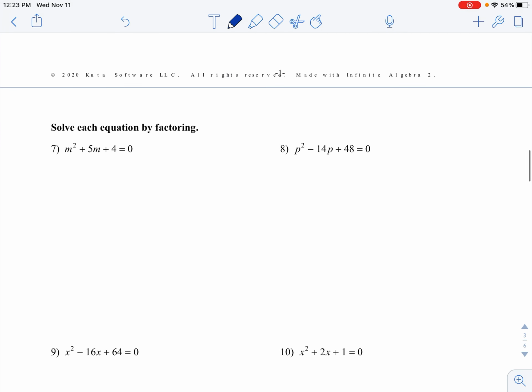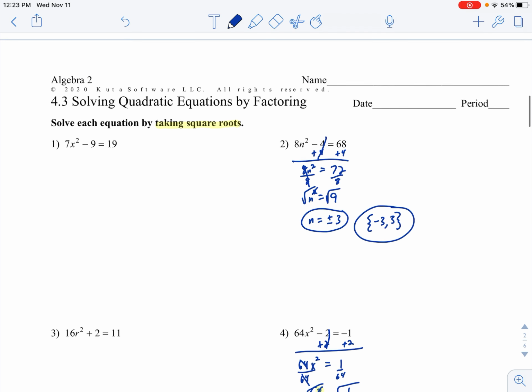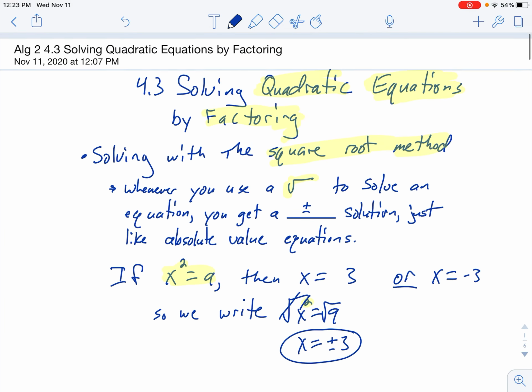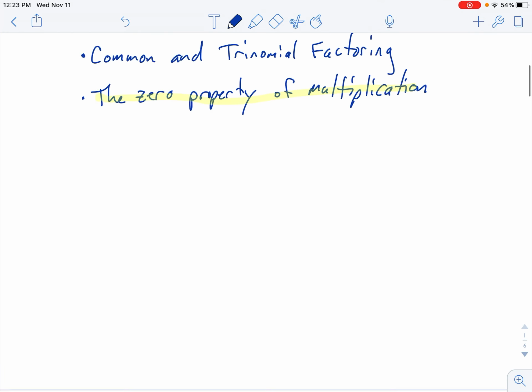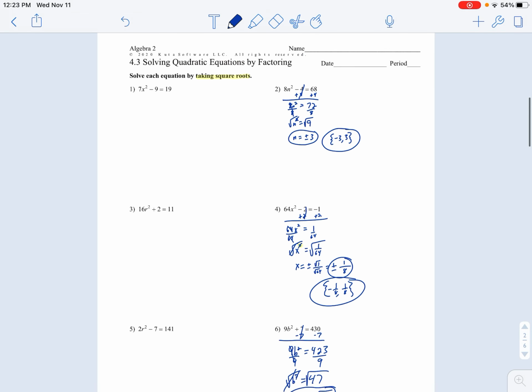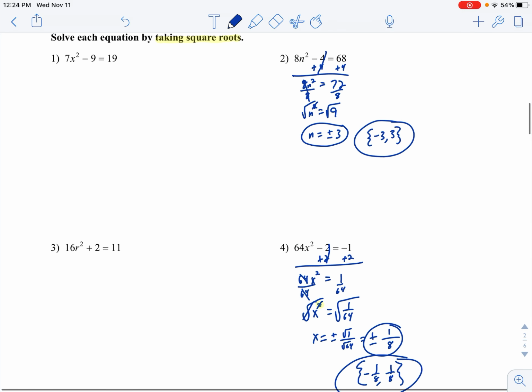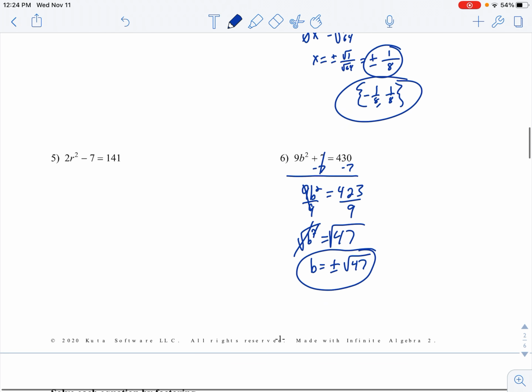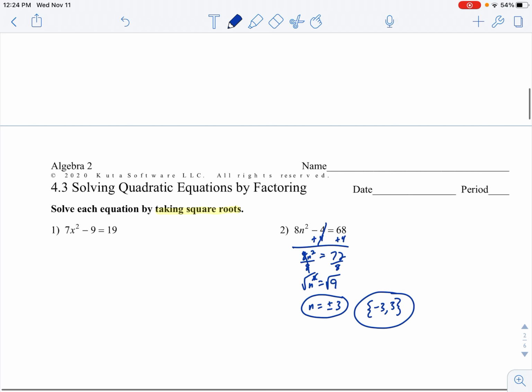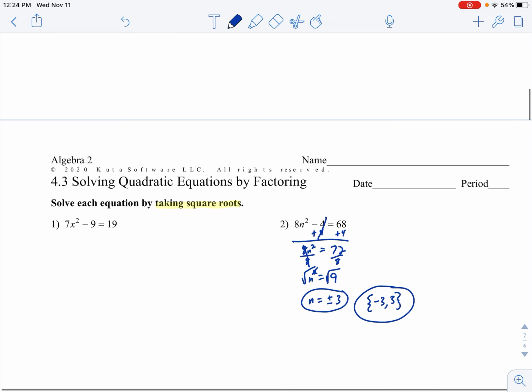Okay, so that's how the first 6 problems go. Again, this is not the main topic today. The main topic is solving by factoring. But I just hope you see that this is a method that you can use as long as you know whenever you do a square root, you have to put a plus minus on your answer. And notice that yields 2 answers. So it's very common for you to get 2 answers when you solve quadratic equations.